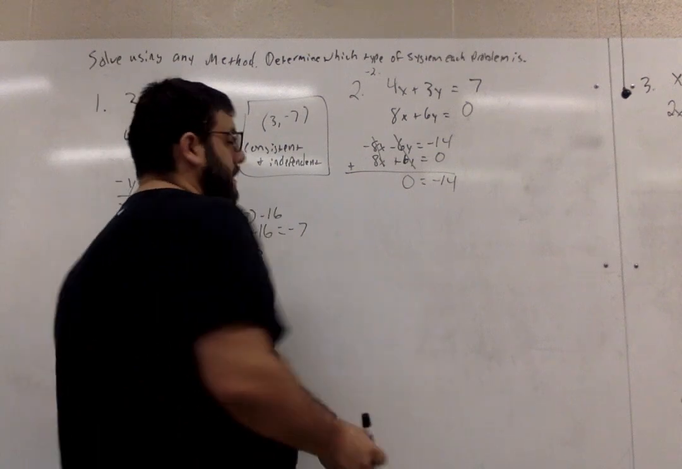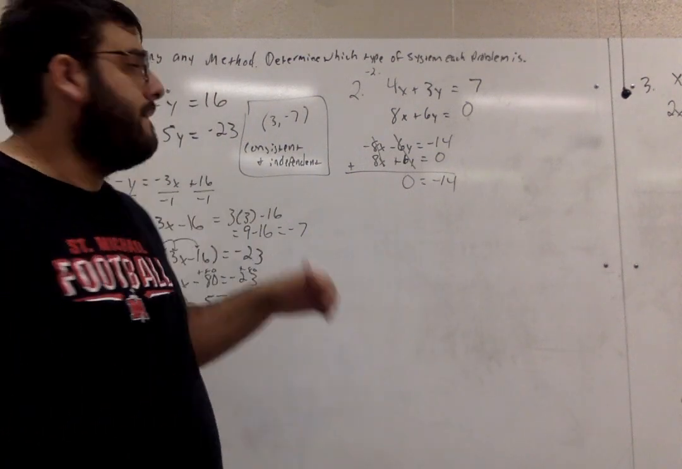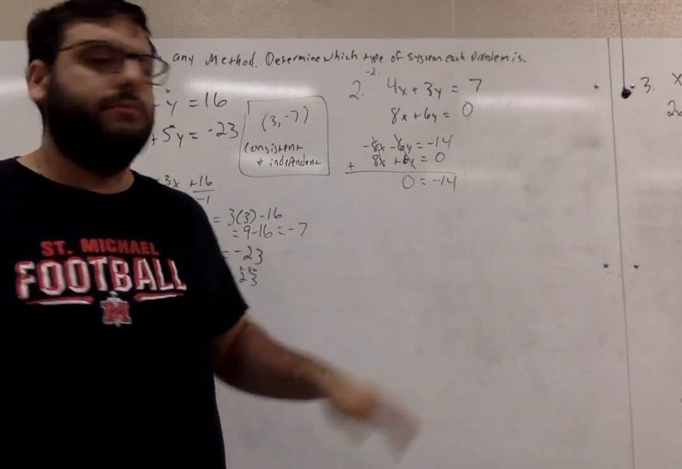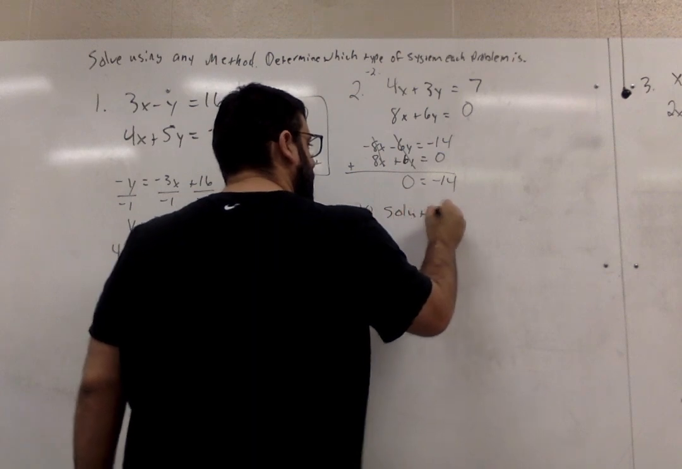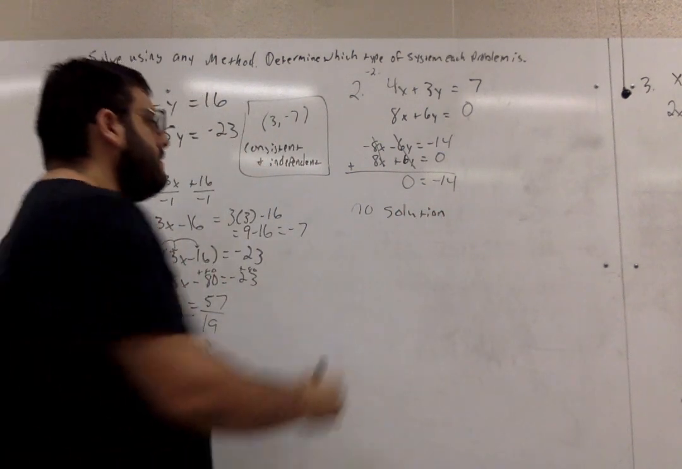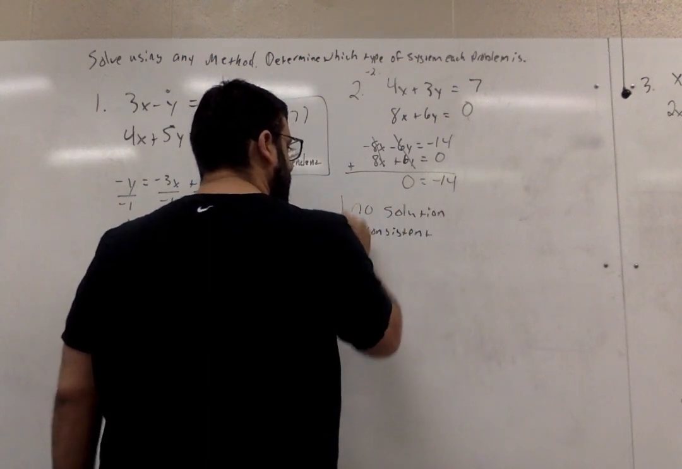That's right. It answers two parts: what's the solution, and what type of system it is. So what's the solution? There is none. No solution. And what kind of system is it? Inconsistent. There you go.